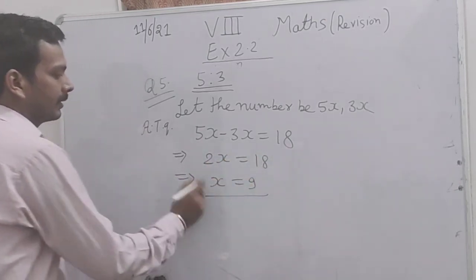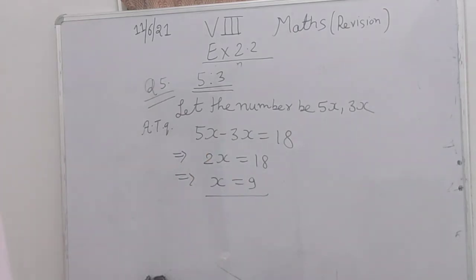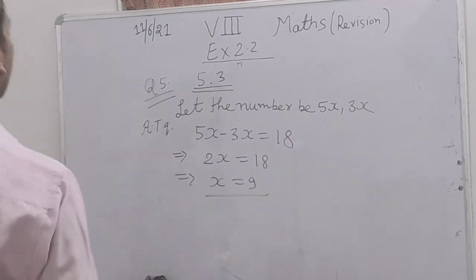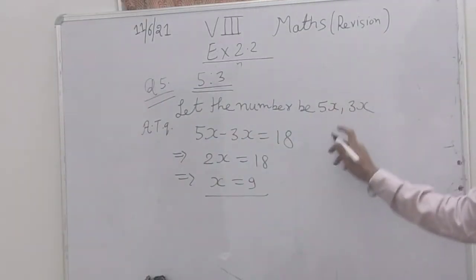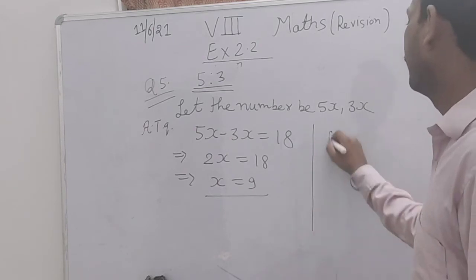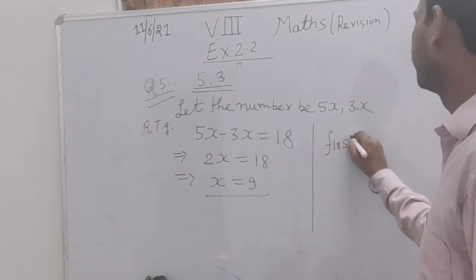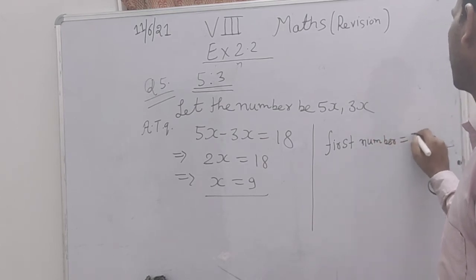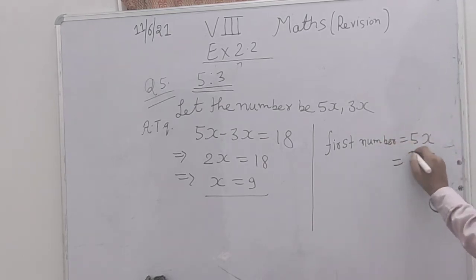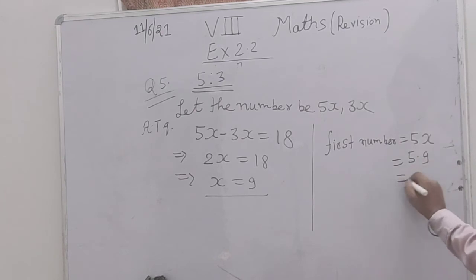So many students write the answer here. No, this is not our answer. Why? Because we have to find the numbers. And what is the first number? The first number is 5 into x. So the first number will be 5x. So 5 into 9 is equal to 45.